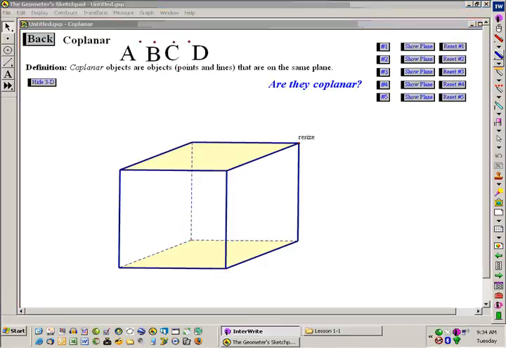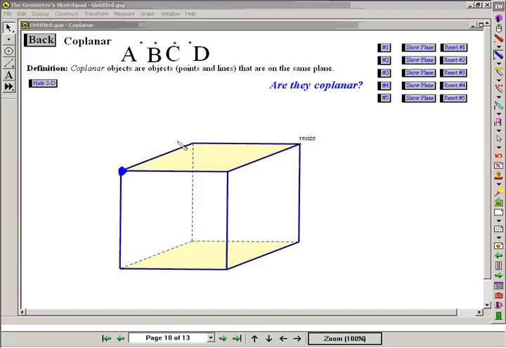And to have points that are not on the same plane, that would be non-coplanar. For example, this point right here would not be coplanar with the other 3. So those 4 points as a group would be non-coplanar.